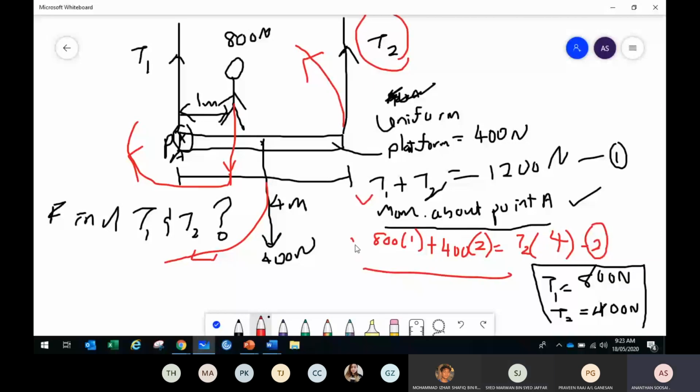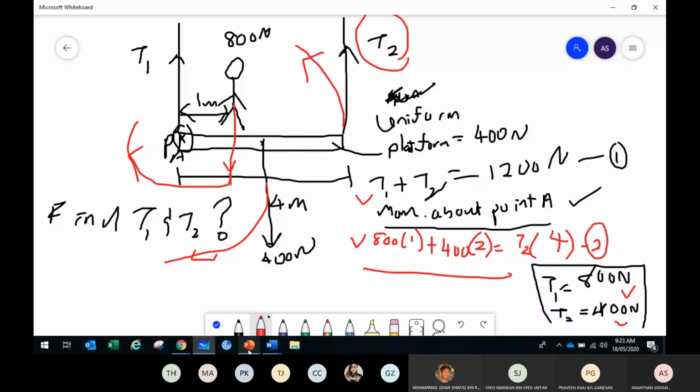So the first one, second one. I think the second one, you straight away can find T2. So you get 400 and the other 200. Okay, good. So this is how the working should be. Those who got the answer T1 800, T2 400, good. Keep it up. This is how you have to analyze the system.